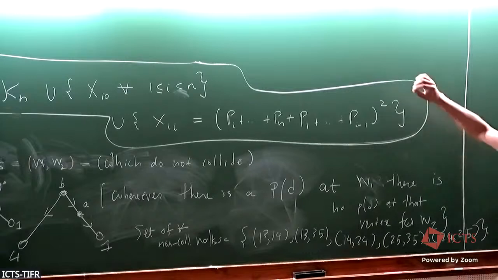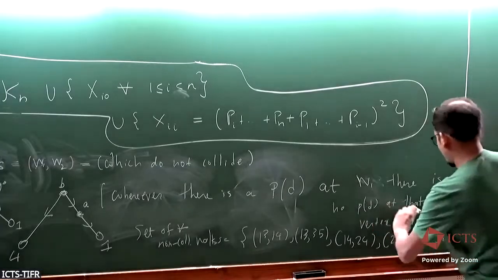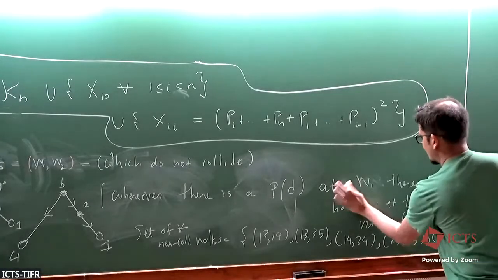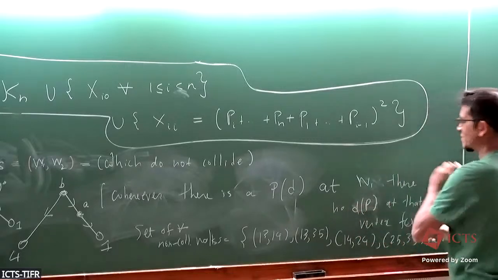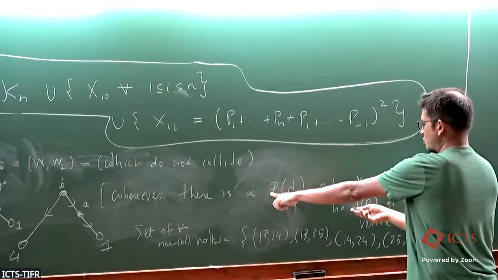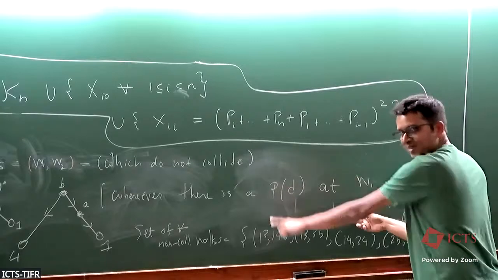For W1, if there is a peak at some vertex A, W2 should not have a dip at that vertex. Oh, it's neither a peak nor a dip. It should not have a dip. Yeah, so if there is a P for the one guy, there should be no D at the other, or vice versa. Okay.